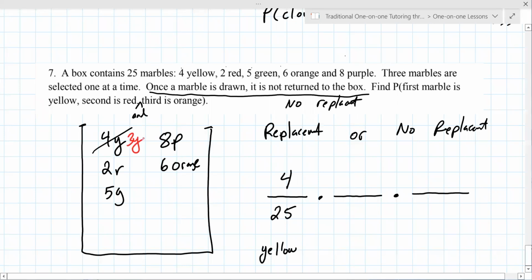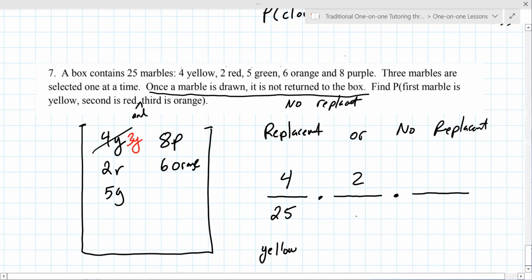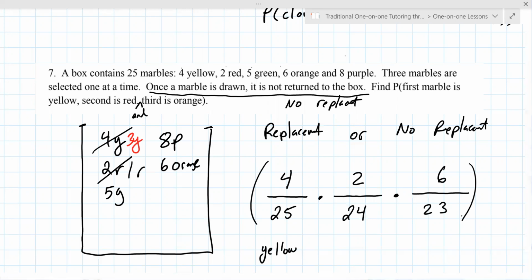All right. So now the second one is red. How many red are there? Well, there's 2 red. And since you assume you pulled out a yellow, how many marbles are left over? 24. Okay. And then you assume that the third is orange. There are 6 orange, but there's 23 because you pulled out 1 for the red. And there's your value. Again, you need to get a number between 0 and 1. So if you're using a calculator, just be careful with parentheses and things like that. You should not get a number bigger than 1 ever on this. And this is pretty common. Numbers go down 25, 24, 23, and so on.